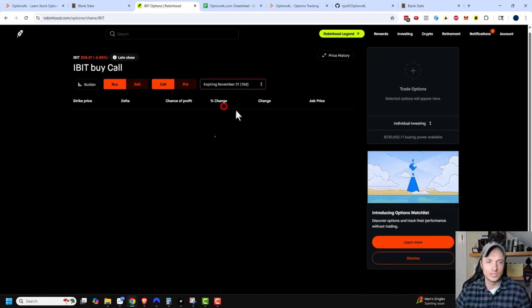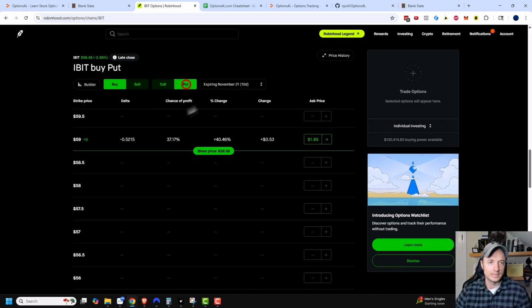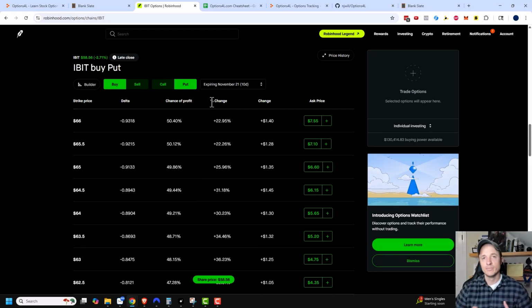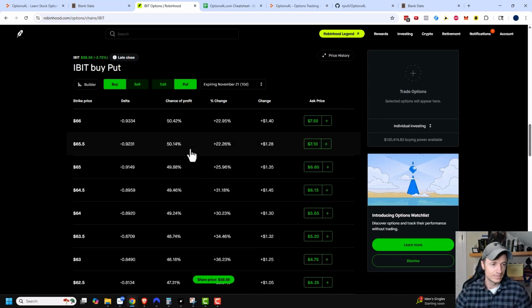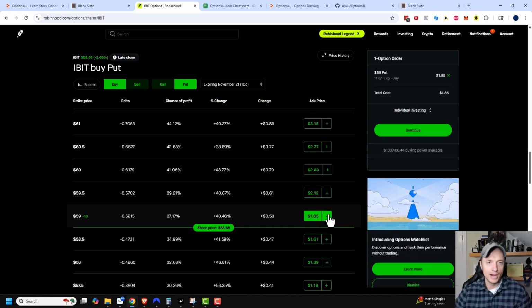So I had the November 21 expiration, and right now I want to look at buying a put option because I need to buy back my current short put. So let's find that one, and you can see that Robinhood has it marked here. I have 10 short puts right here on the $59 strike price. So I'd go ahead and add that to my order as I want to buy that back.